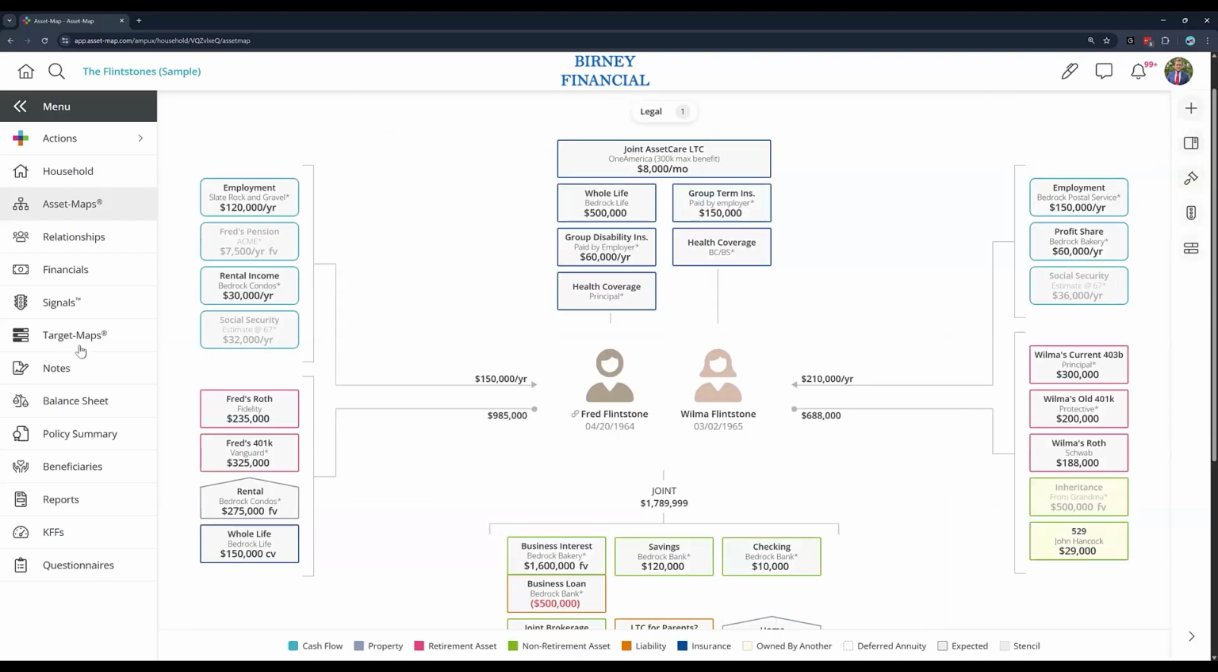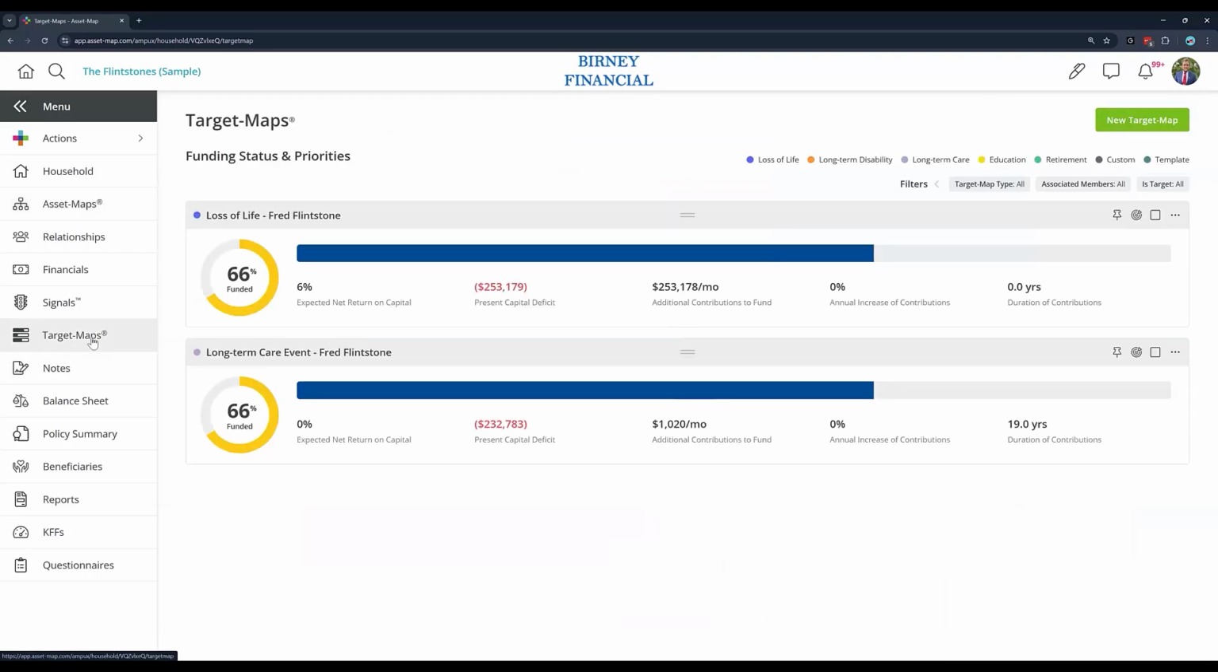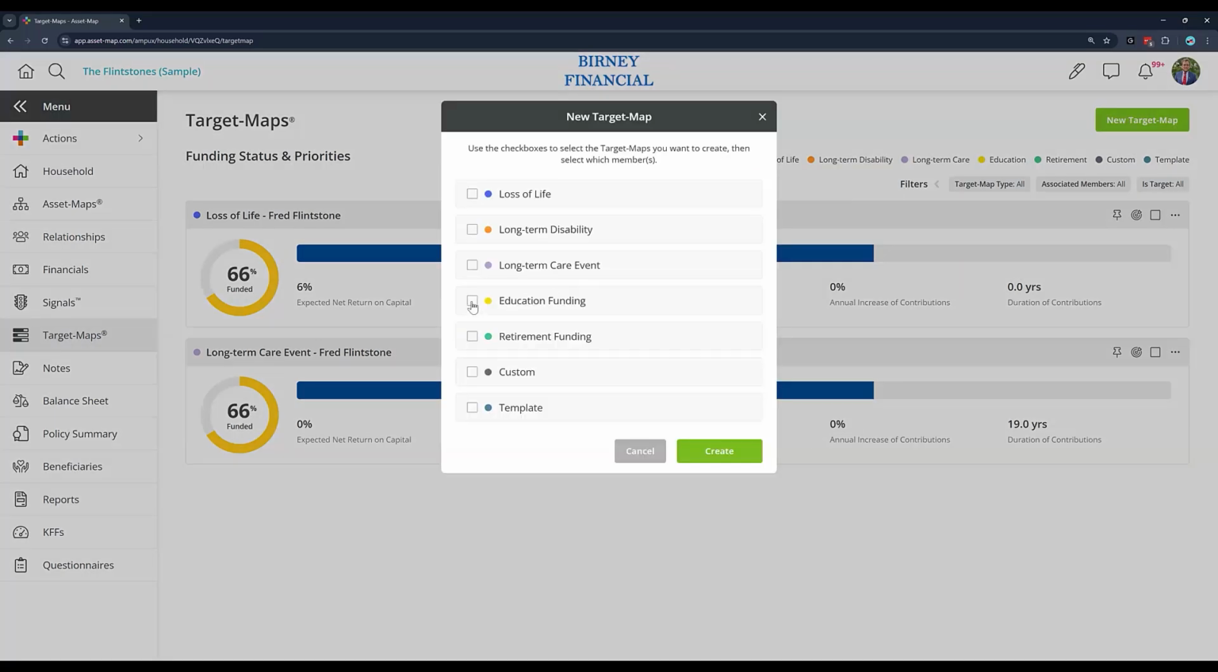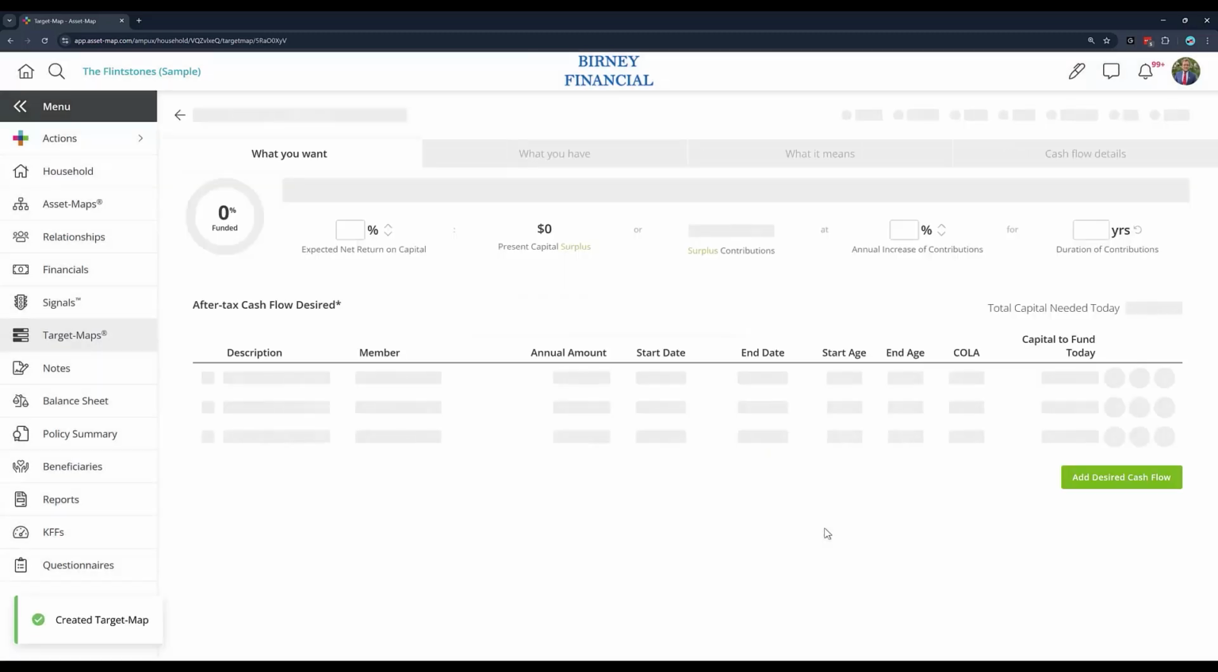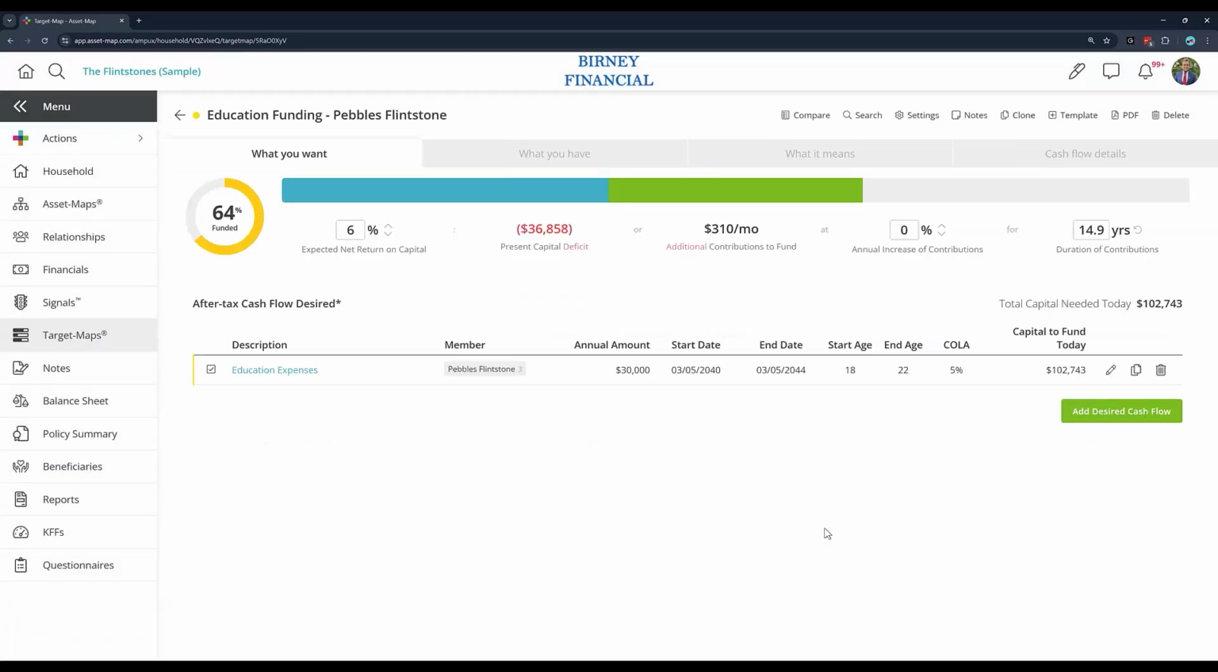So we head over here to the left, click into target maps right there, do a new one here in the top right, and let's choose education, let's choose Pebbles, and let's click create. Alrighty, so once again, we start at the beginning. What do we want? What are we trying to fund for?